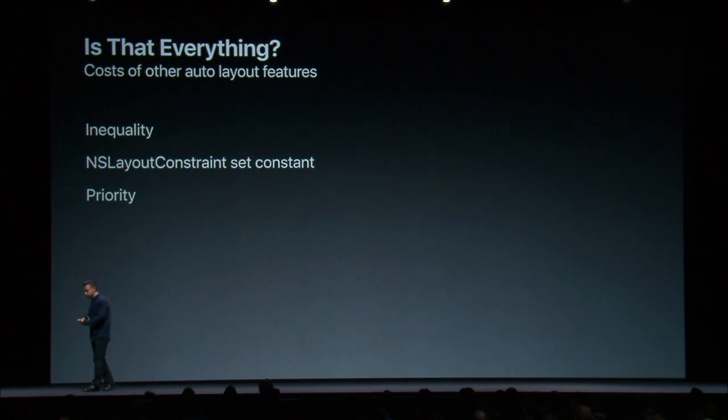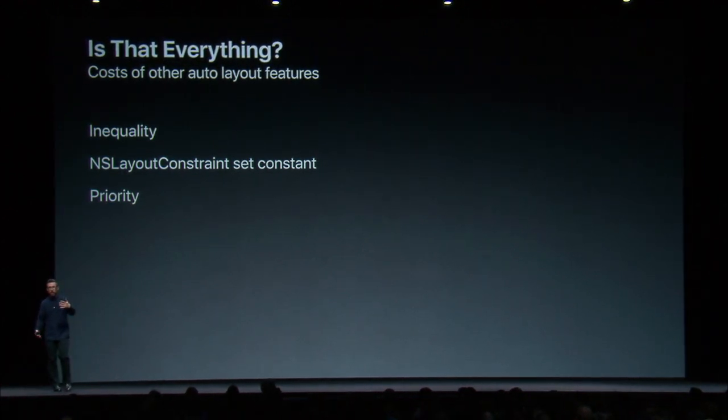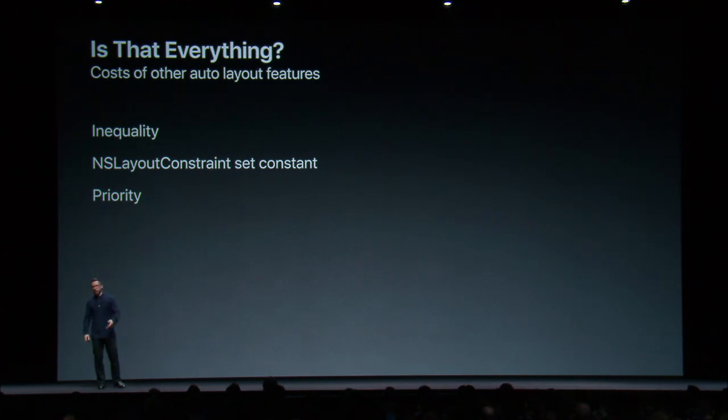OK, so that's most of what we have to say. But since we're trying to build an overall mental model of the performance characteristics of layout, I want to at least make sure we touch on all of the major features. So there are some other things you can do. You can say that some particular view should be at least 100 points wide. You can use inequalities. What does that cost? Very, very, very little compared to just saying it's equal to 100 points wide. Since we went into internals a little bit, it's going to cost exactly one more variable. That's it. You can also call set constant.